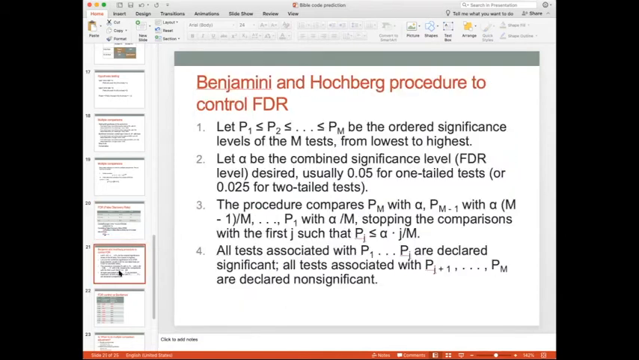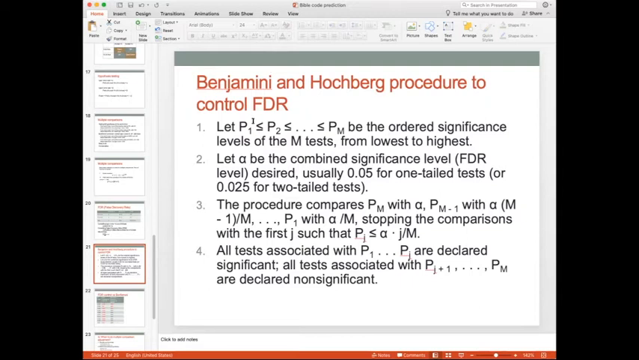Okay, and there are some simple procedures to control it. False discovery rate is a little bit more relaxed than controlling for the type 1 error. And so here is the Benjamini-Hochberg procedure to control false discovery rate.